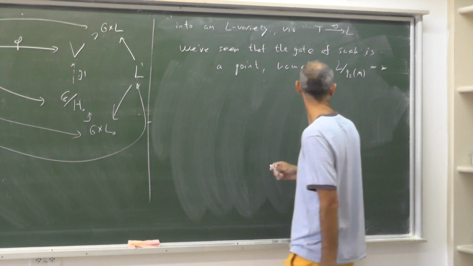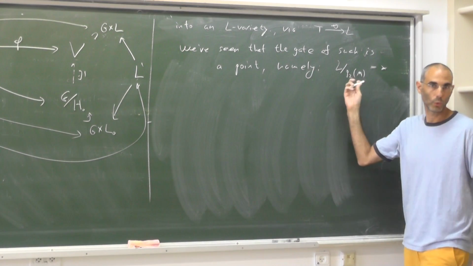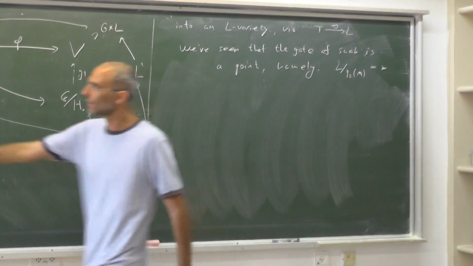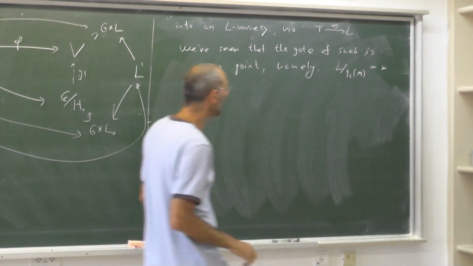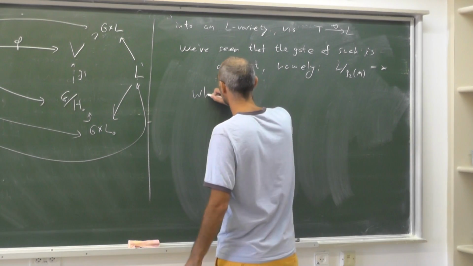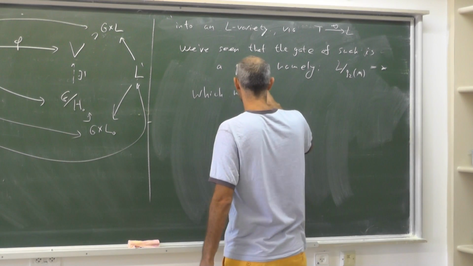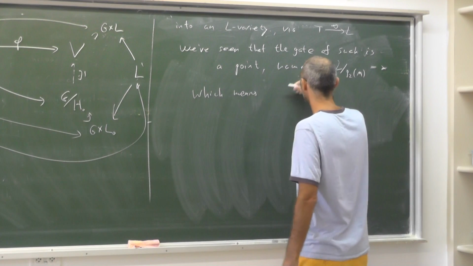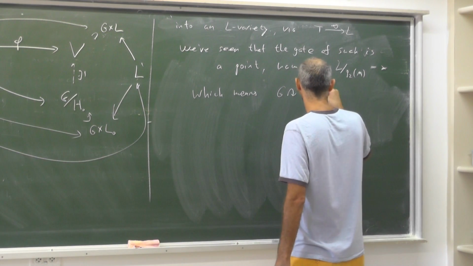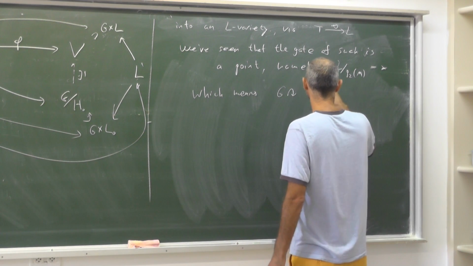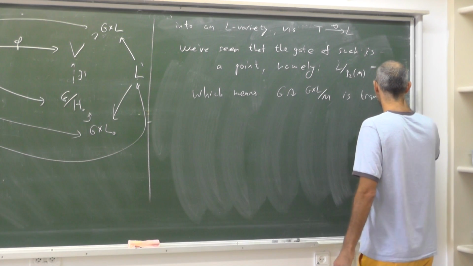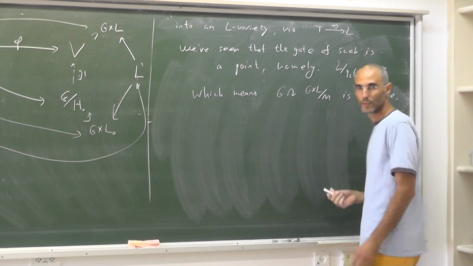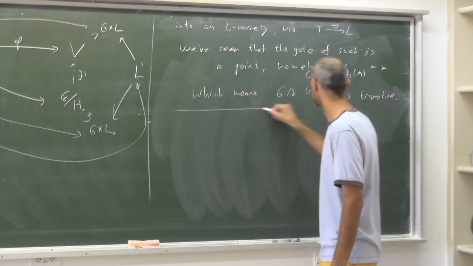Okay, so this means that G was acting already transitively here. When I took the G orbit, I got nothing. Which means G on G times L mod N is transitive. This is the end of the proof of the lemma.